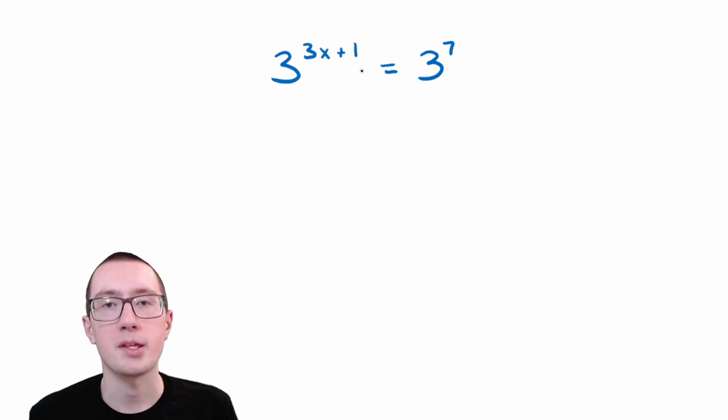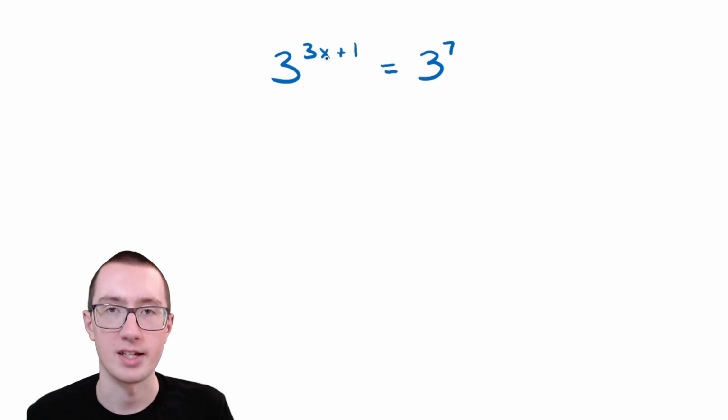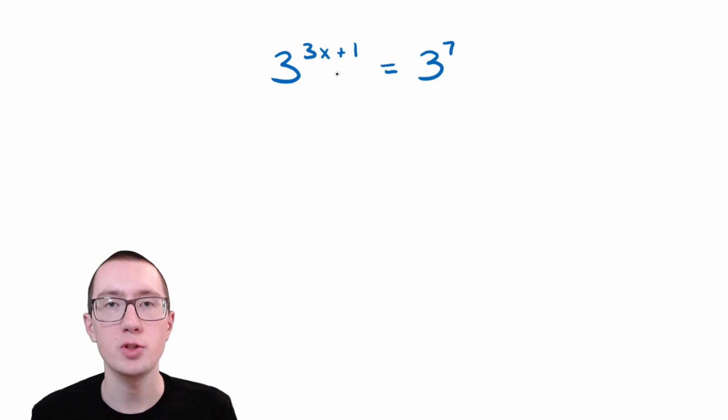But there's not really anything we can do here. We can't do things to both sides of the equation that are inside the exponent, or else we're going to mess things up. Now, this problem is a little bit easier than the one that we're going to do next, and that's because these two numbers are the same. And that makes it a lot easier.